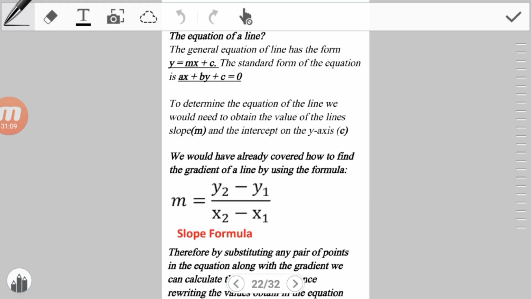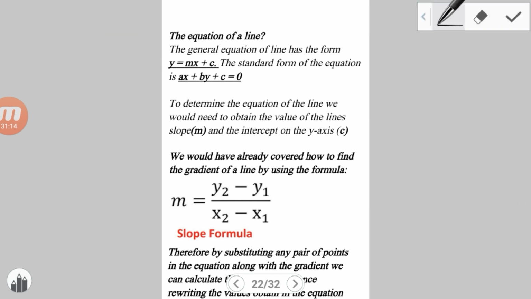All right guys, so we are back and we are ready and rearing to go. We're going to be looking at the equation of a line. All right, very important aspect of coordinate geometry. So let's get into it.